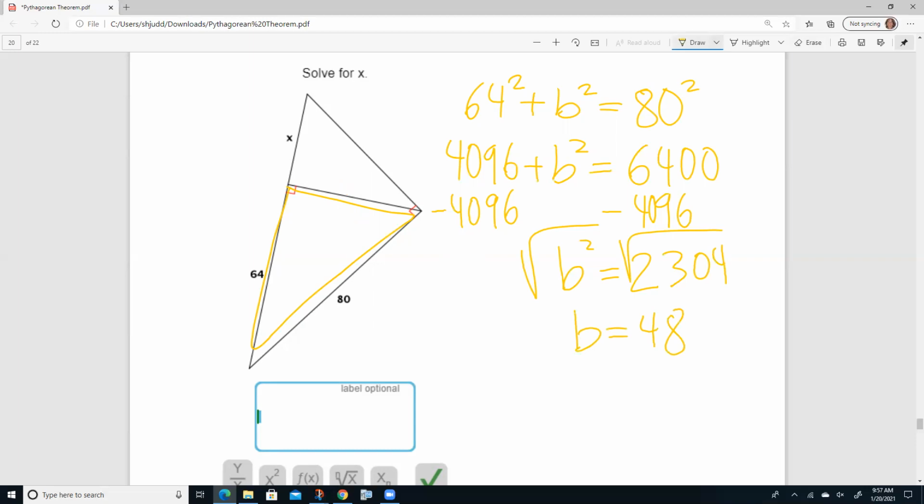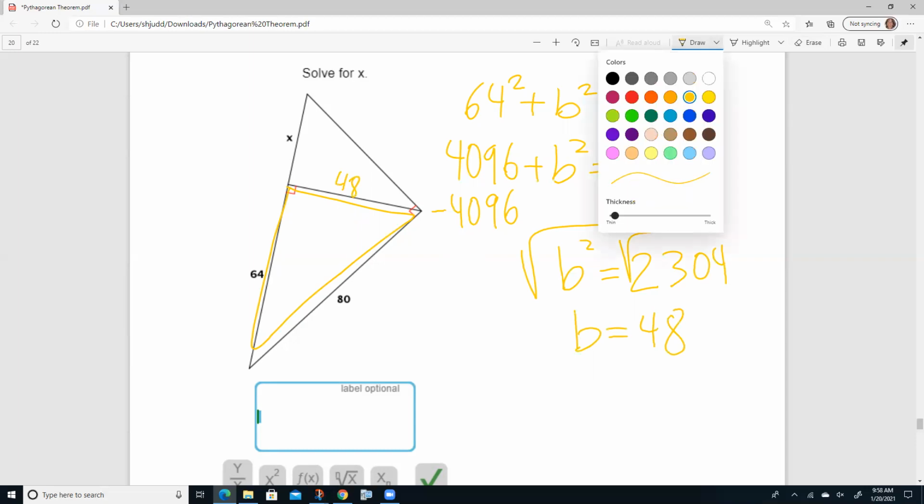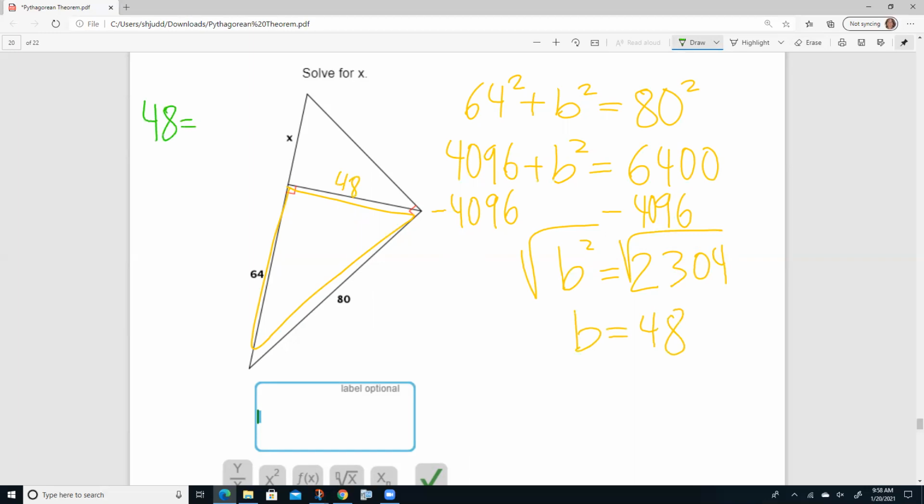Notice that I'm not done yet because I still don't know what x is. I just know now what my altitude is. So now I can solve. I know that 48 is equal to the square root of 64 times x. Go ahead and square each side to solve. 48 squared, we should probably know from the problem we just solved, is 2304 equals 64 times x. Let's divide by 64 on each side.